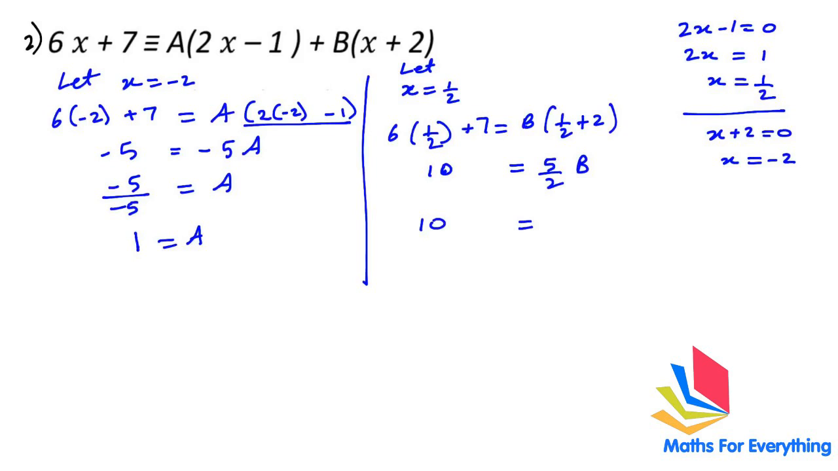You have to find B, so this term you have to move to the other side. When you want to move it to the other side and you have a numerator and a denominator, the denominator will be a numerator. So now I will write it as 10 multiplied by 2, and the numerator will turn into a denominator. So 4 is equal to B. This brings us to the end of this example.